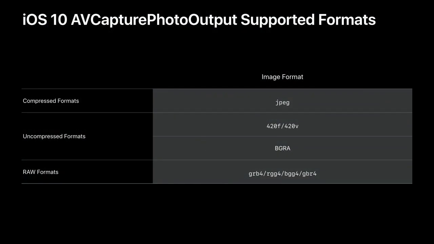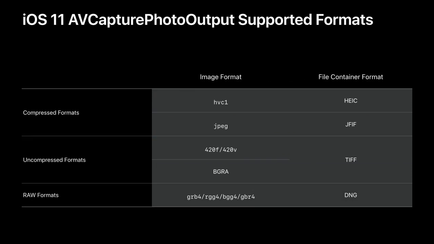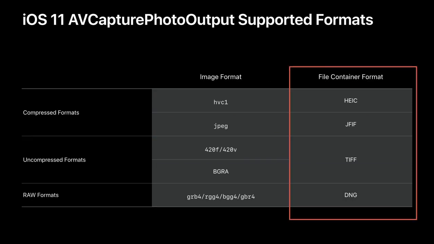All right, in iOS 10, we supported the following formats. For compression, all you could get was JPEG. For uncompressed, you had your choice of 2 flavors of 420 or BGRA, and of course we supported Bayer RAW. Now in iOS 11, in addition to adding HEVC support, we're adding a new dimension to this as well. Every image format that you request is also backed by a file container format.